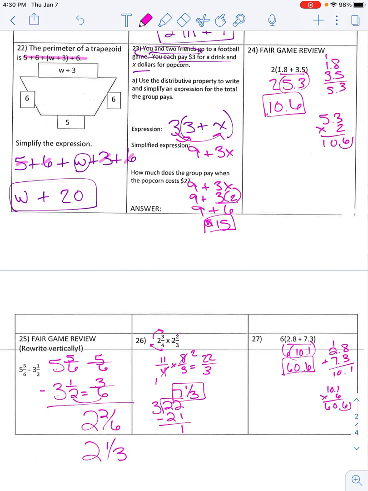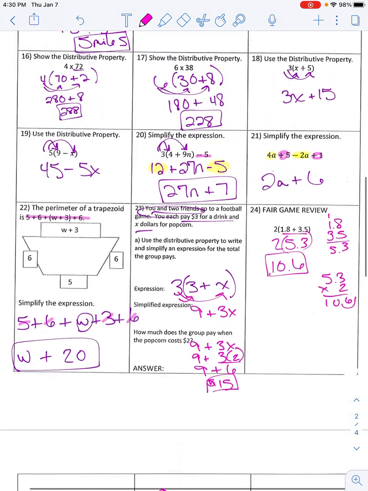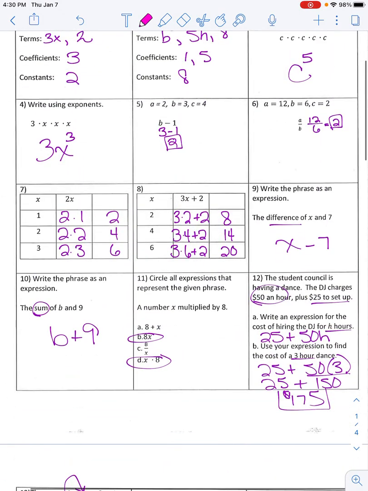Alrighty, periods 1, 2, and 3. Your test is going to look just like this study guide, okay?